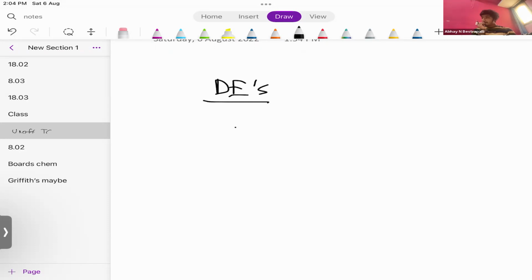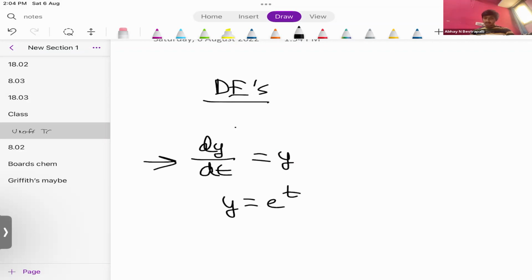Okay, so differential equations are equations which have solutions as functions. For example, a differential equation can look like this: dy by dt is equal to y. And the solution for this is y is equal to e to the power t, right? So this is the equation, and this is the solution. The solution is y as a function of t. Okay, that's the solution.